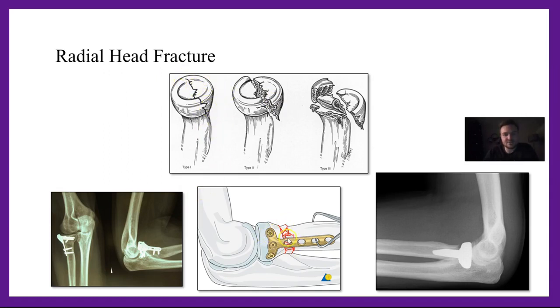this fracture here is a radial neck fracture, easier to fix because the cartilage and the integrity of the joint is not disrupted. But here's how they fix it: plate and screws again, or if it's bad enough, like a comminuted fracture, they'll do a radial head arthroplasty. So just replace that.